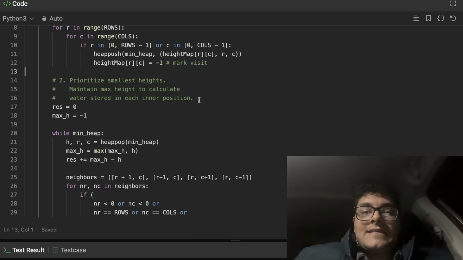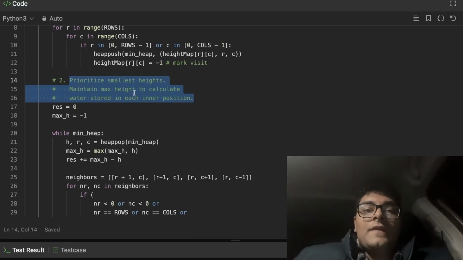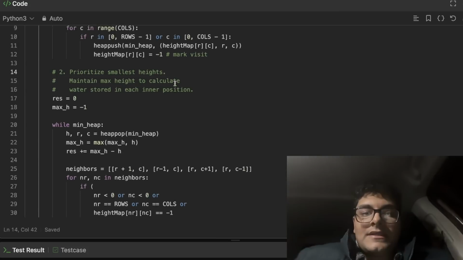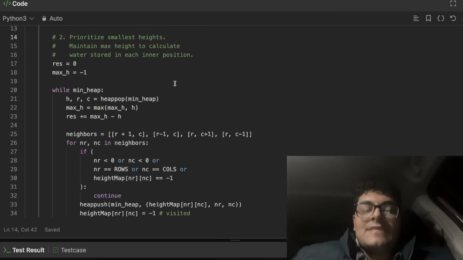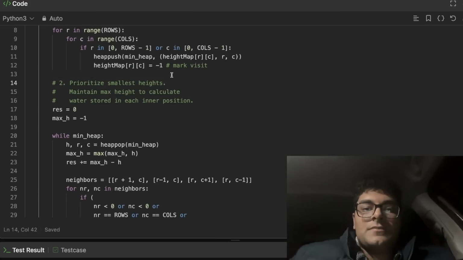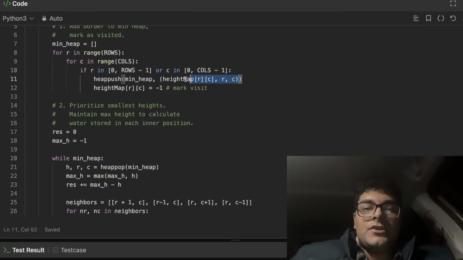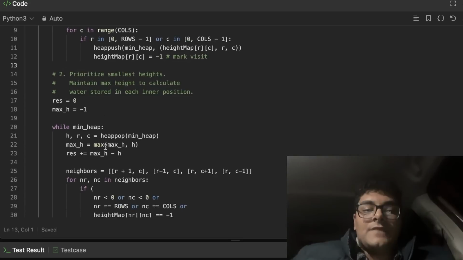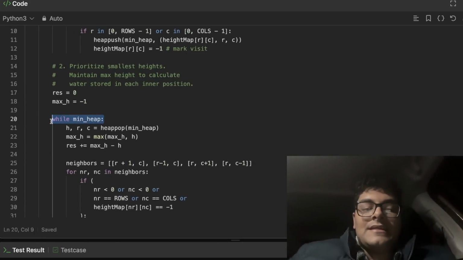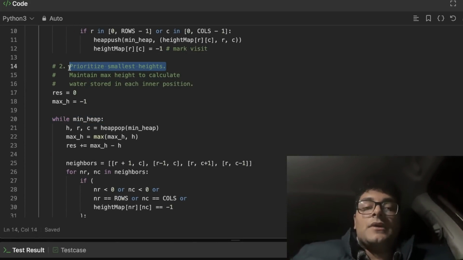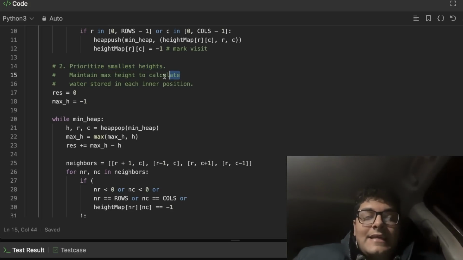The second part is probably the more complicated part. What this is doing is prioritizing the smallest heights first. This is the breadth first search. This is the multi-source breadth first search. We're initializing the queue or the heap with multiple values, and then we're running a breadth first search on them using a min heap with some kind of priority. So we're going through the heights in increasing order, and we are maintaining what the max height is so that then we can do the calculation.